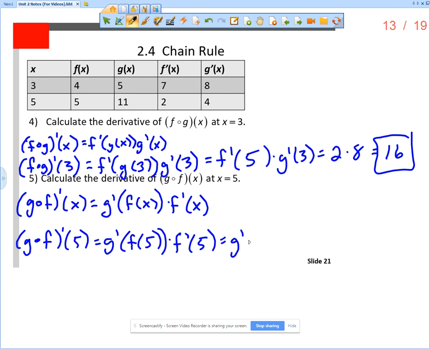Well, I have g prime of, what is f of 5? F of 5 is 5. So I have g prime of 5 times f prime of 5. All right, so g prime of 5, look back up at the table. G prime of 5 is 4 times f prime of 5, which is 2. So 4 times 2 is 8. So my answer would be 8. So that is slide number 21.